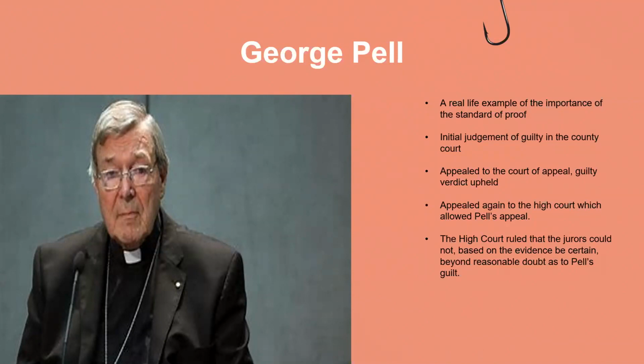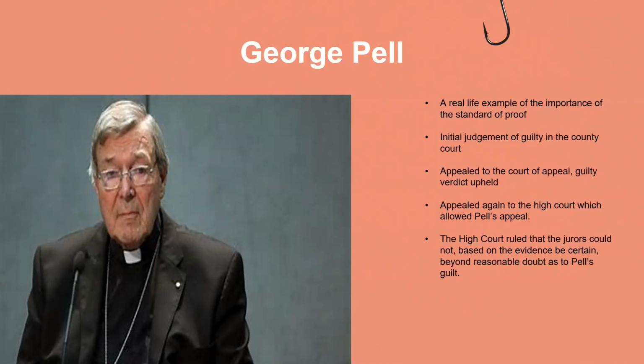This was quashed by the Court of Appeal, but Pell then appealed again to the High Court, which actually allowed Pell's appeal. Basically, what the High Court judges argued was that the jurors in the previous courts had not met beyond reasonable doubt as the standard of proof, because the standard of proof was flipped. So instead it was Pell having to prove beyond reasonable doubt that this could not have happened, rather than the prosecutor having to prove beyond a reasonable doubt that the events could have happened.